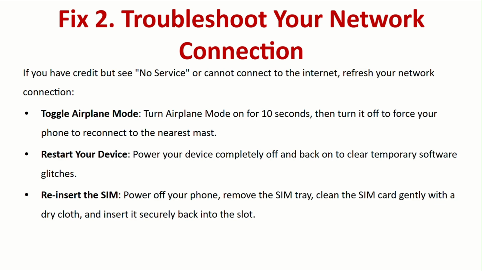Fix 2. Troubleshoot your network connection. Toggle airplane mode. Turn airplane mode on for 10 seconds, then turn it off to force your phone to reconnect to the nearest mast. Restart your device. Power your device completely off and back on to clear temporary software glitches. Next, reinsert the SIM. Power off your phone, remove the SIM tray, clean the SIM card gently with a dry cloth and insert it securely back into the slot.